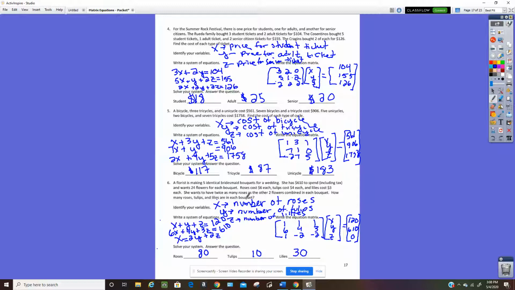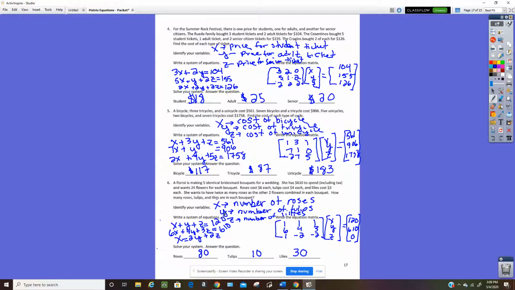So if I have 5 bouquets and 24 in each, 5 times 24 is 120. That's where I got this number. So 5 identical bouquets with 24 flowers in each would be a total of 120 flowers. So the number of roses plus the number of tulips plus the number of lilies has to equal 120. And then the dollar amounts for each is $6 for a rose, $4 for a tulip, and $3 for a lily. And she has $610 to spend altogether.